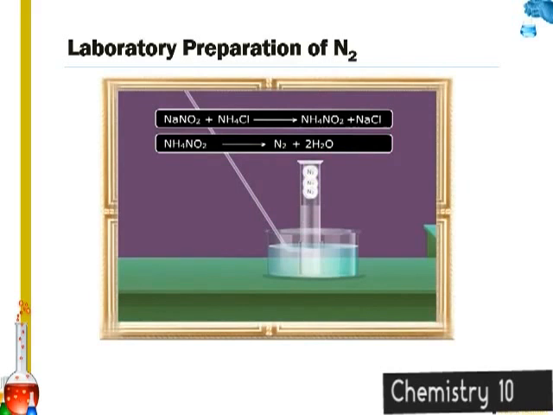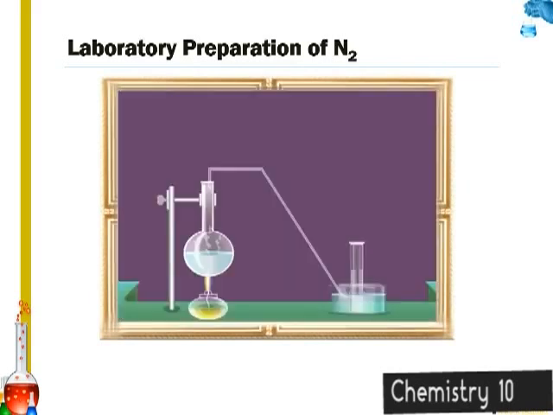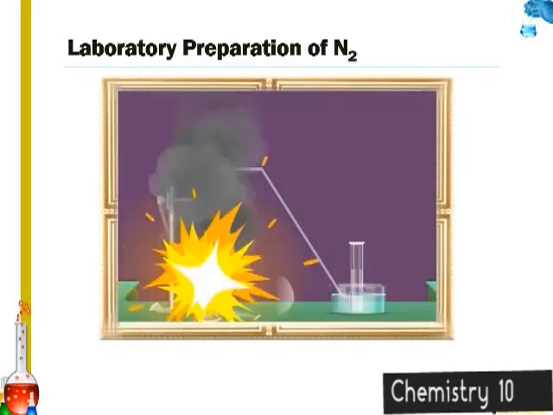But what will happen if ammonium nitrite is heated by itself? If this happens, then the ammonium nitrite decomposes to produce nitrogen gas. However, this reaction is very fast and may prove to be explosive.